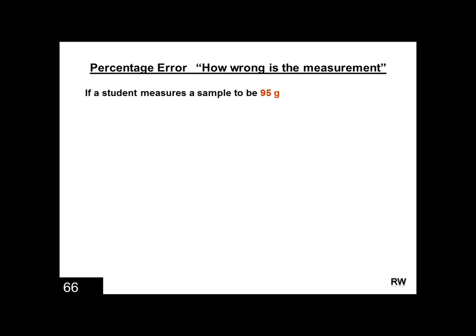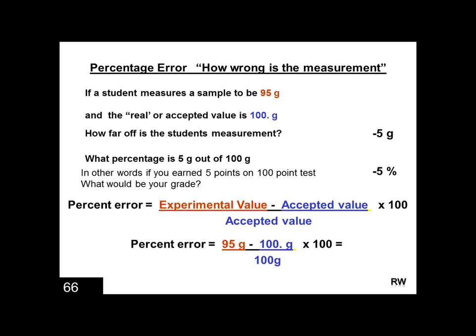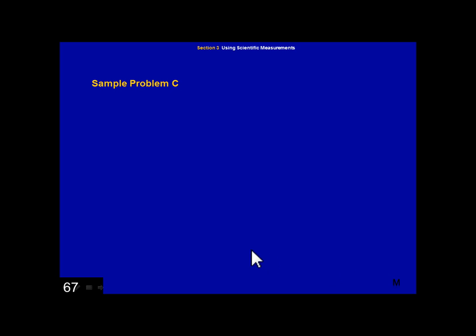So what about if the measurement was 95 grams and the real or accepted value is 100 again? Well, they're off by minus 5 grams. So calculating out their percentage, it would be minus 5%. The experimental value of 95 grams in red, this is all color-coded, minus the accepted value of 100. The answer to that you would divide by the accepted value of 100 grams and multiply that by 100. So the answer would be minus 5%.